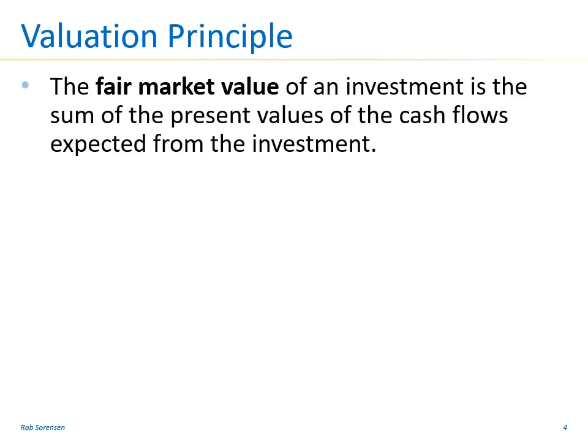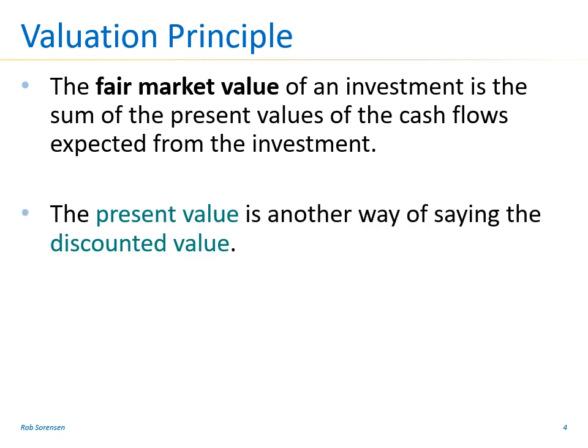The fair market value of an investment is the sum of the present values of the cash flows that we expect. So we may expect a couple of dollar amounts in the future. Well, if we bring them all back to today and then add them up, we can get the fair market value, it's called, of the investment. You may see the terms present value and discounted as well. Present value, discounted value, fair market value, they all tend to mean the same thing, don't they? They're bringing things back in time to today.